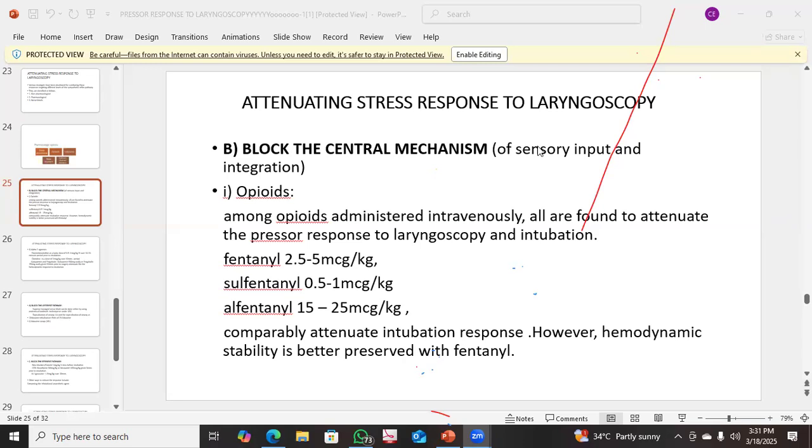Okay, there's a question for you, Dr. Shitindi. It said, you mentioned the laryngoscopy response in neonates and infants. How do we prevent or attenuate this response in them?